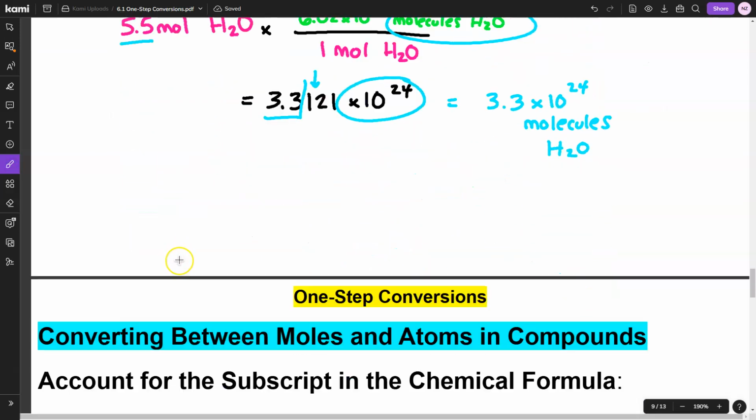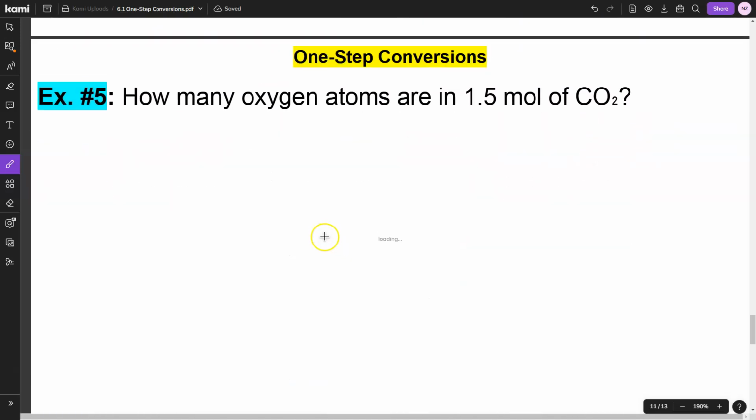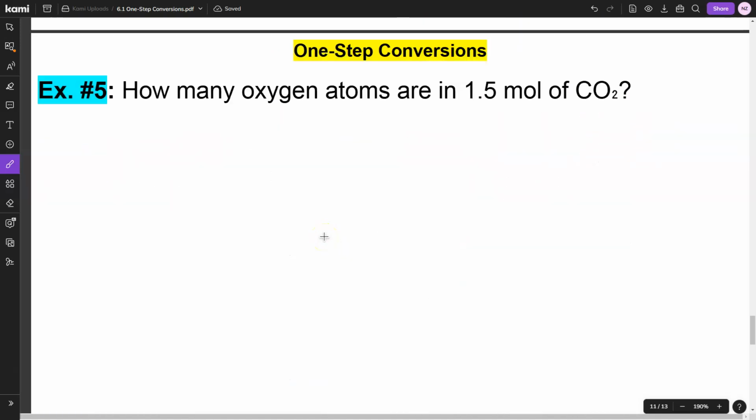All right, not too bad. Let's make it a little bit more complicated. Let's now add in moles and atoms in compounds. So this time we're going to account for the subscript in a chemical formula. So for every mole of a compound, subscripts indicate the number of moles of each element. So let's do an example, and this will illustrate what I'm talking about here. So it says how many oxygen atoms are in 1.5 moles of CO2.